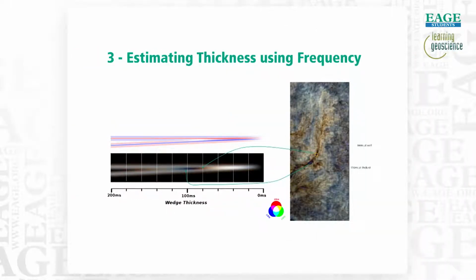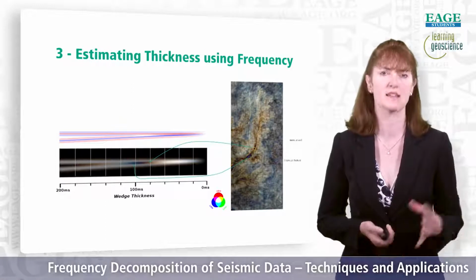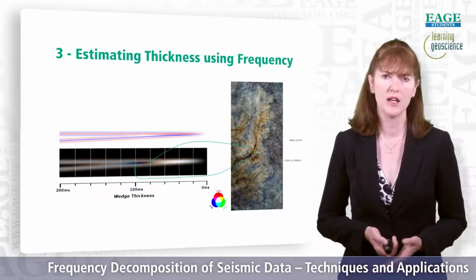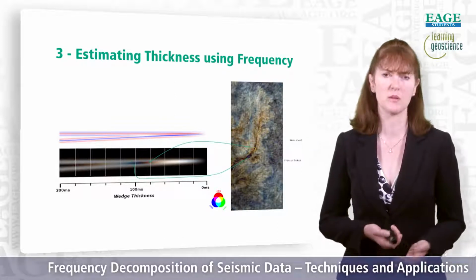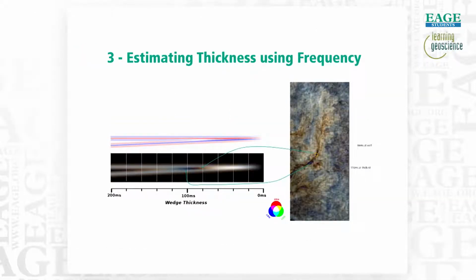So we can see that the thickest part of the channel, which is coming in this blue color, is giving us a response of 110 milliseconds according to our wedge model. So using a Fourier transform technique or a continuous wavelet transform technique, we can start to estimate bed thicknesses from our seismic data.